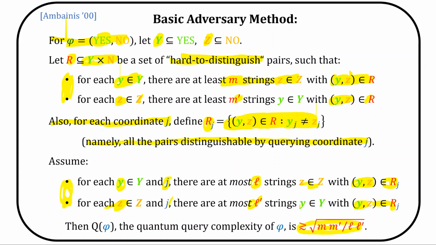And so this is actually a generalization of the super basic adversary method. If you take R to be all the strings that differ in exactly one coordinate, then you can take little l and little l prime to be 1. You get the same lower bound as before. But this gives you a more general set of tools for proving a quantum query complexity lower bound.